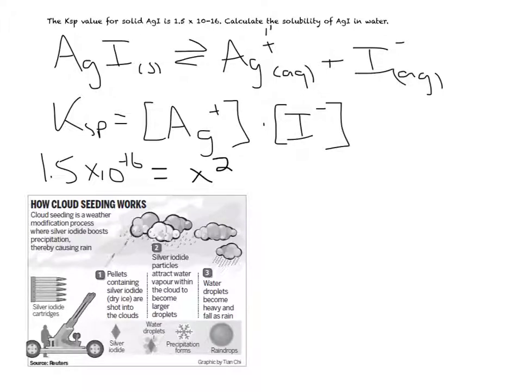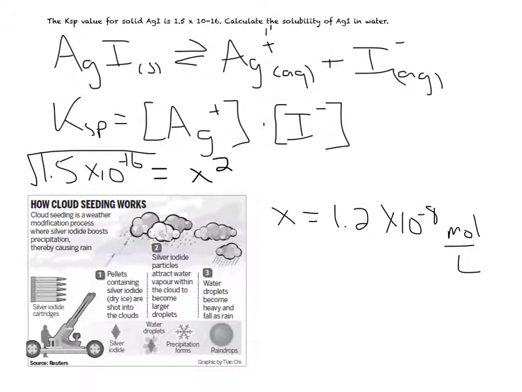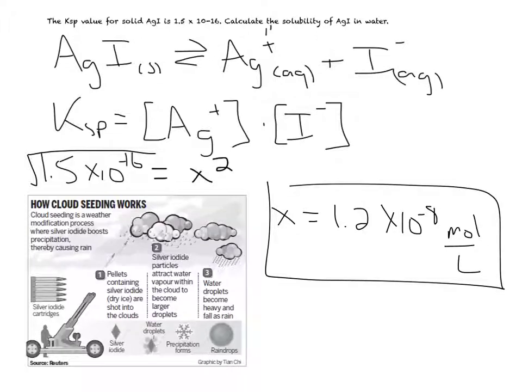Now all we have to do is solve for x. So we take the square root of both sides. The square root of 1.5 times 10 to the negative 16th gives me the solubility of AgI, which comes out to 1.2 times 10 to the negative 8 moles per liter. Okay, so those are the two types of problems that you'll see using the Ksp or the equilibrium constant. As always, if you have questions, let me know, and see you tomorrow.